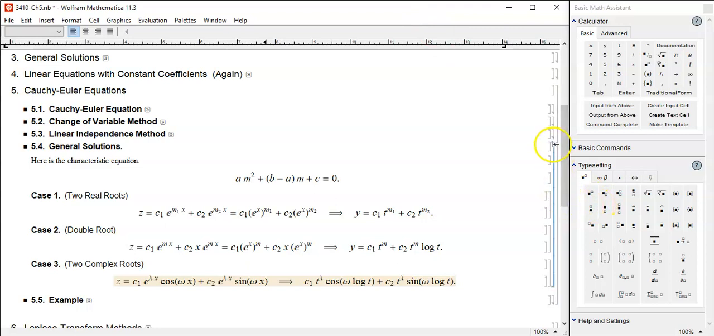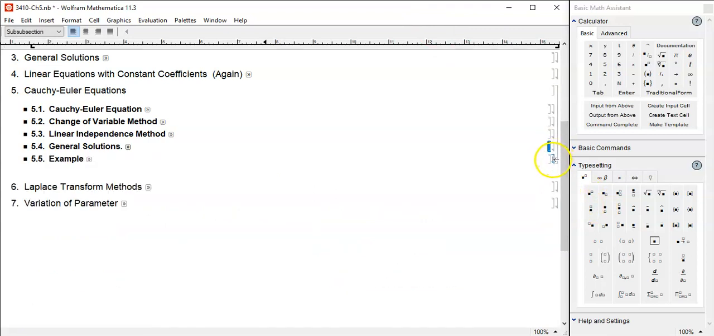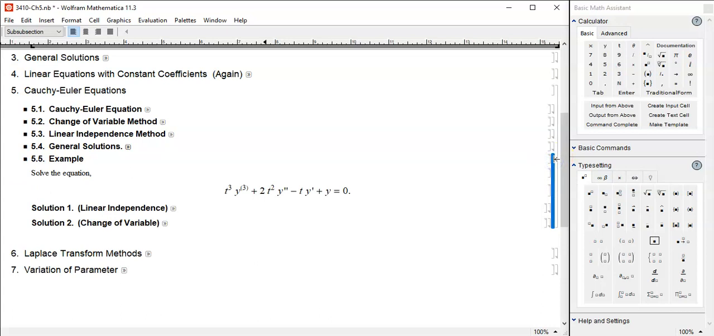Okay, how about some example? Do we have time for example? I don't know, let's try. Solve the equation, and here is Euler's equation, and this time, oh boy, I ended up giving a cubic case or third order Euler equation. That's okay, we can do it. Third power, second power, first power, zero power here. So it's an Euler equation.